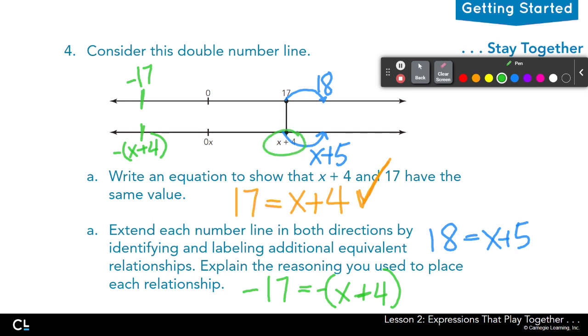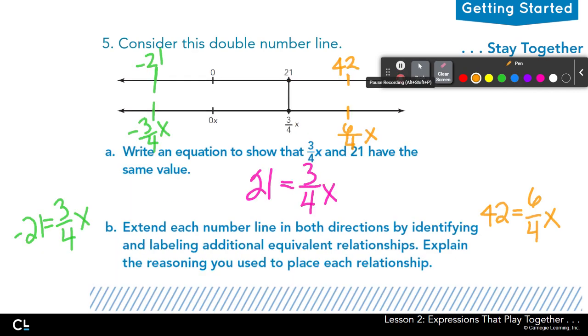And then in blue, can you guess what I did? I simply added 1 to each expression. So x plus 4, I added 1 more. It became x plus 5. And then 17, I added 1 more, and that became 18. So my equation 18 is equal to x plus 5 is also true to this equation here. Take a second to get this copied down. You can pause here.